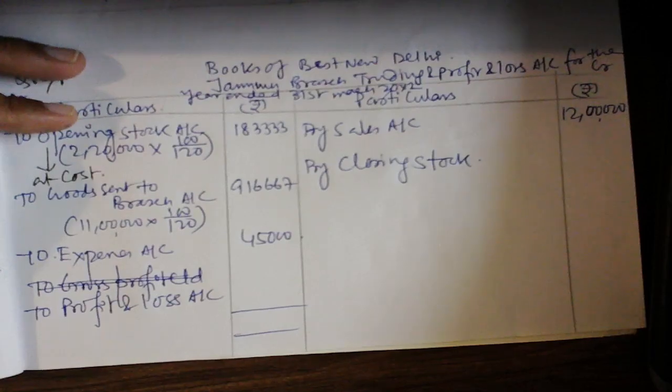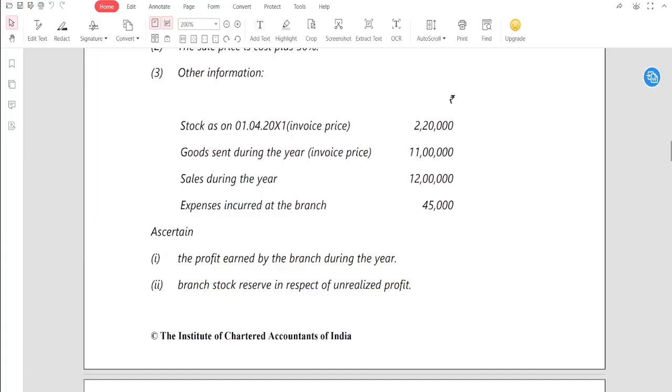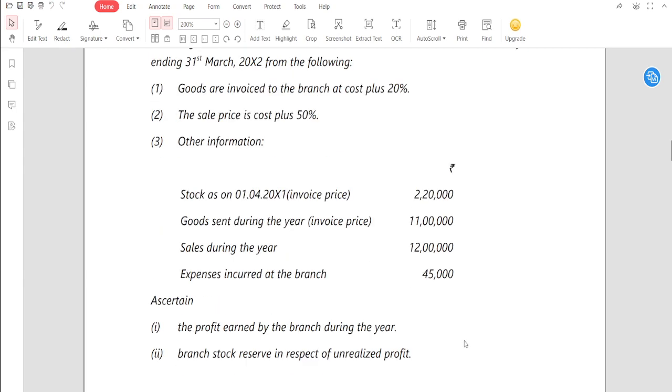देखिए एक बार guys, everyone please see. Now it has become a challenging part for me. Very challenging. Now just think and rethink. First, you just see, my goods are invoiced to the branch at cost plus 20%. The sale price is cost plus 50%. And if you check, goods sent during the year at invoice price is 11 lakh. Perfect, 11 lakh.